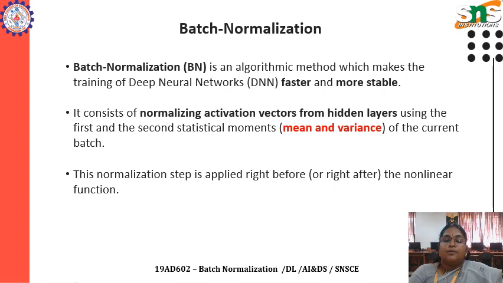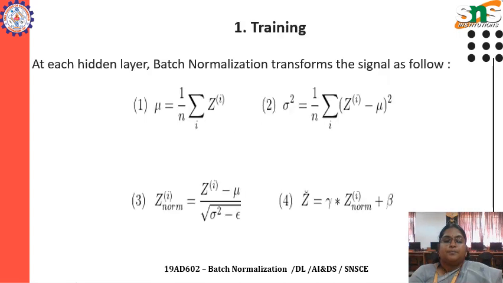It consists of a vector, which we can call a normalized activation vector, present in the hidden layer. There are two variables that we are going to use for batch normalization, that is, mean and variance. The normalization step is applied either before or after the non-linear function.